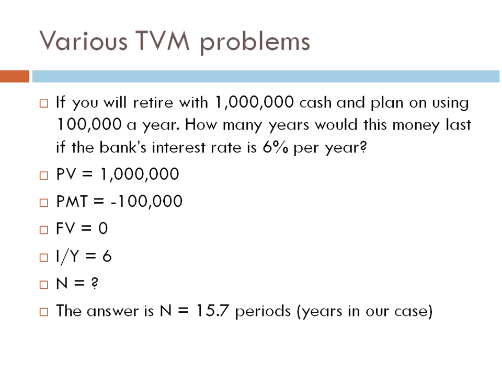Alright, so let's look at some other types of time value of money problems. And here's another common problem and something that a lot of retirees are worried about. If you will retire with $1 million cash in your account and plan on using $100,000 a year, how many years would this money last if the bank's interest rate is 6%? Why is this so important? Well, you don't want to run out of money too soon, right? So you want to know how long this money will last given an interest rate that's paid to you through the bank. So let's create our little box.